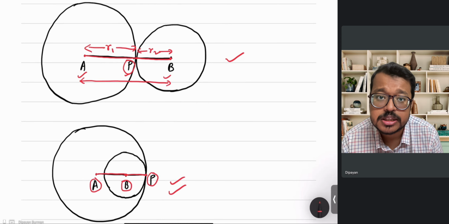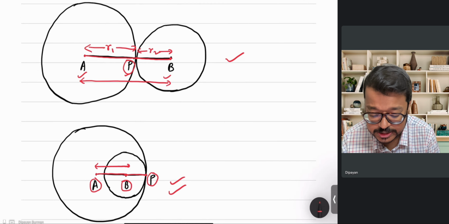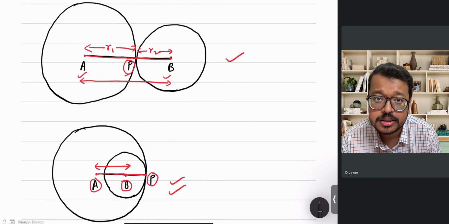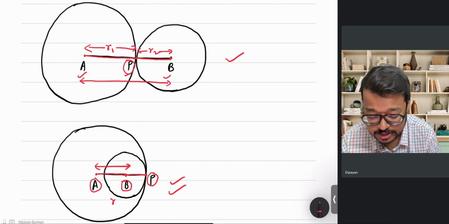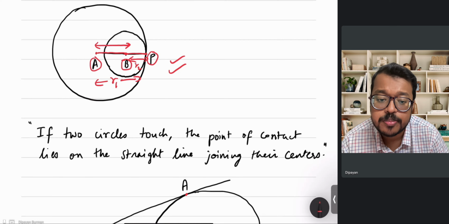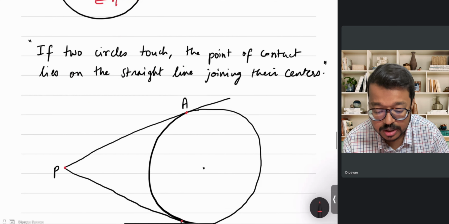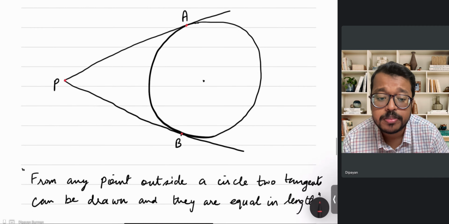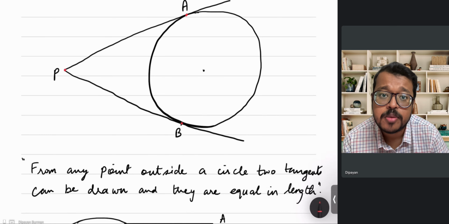If I look at the circles touching internally, then if I want to find out the distance between the centers, which is again AB, in this situation, AB is the same as AP minus BP. So which is basically the radius of the first circle minus the radius of the second circle. So the theorem states that if two circles touch, the point of contact lies on the straight line joining their centers.